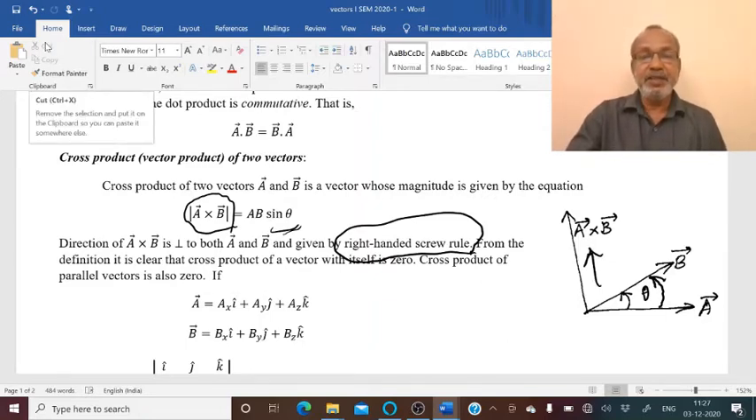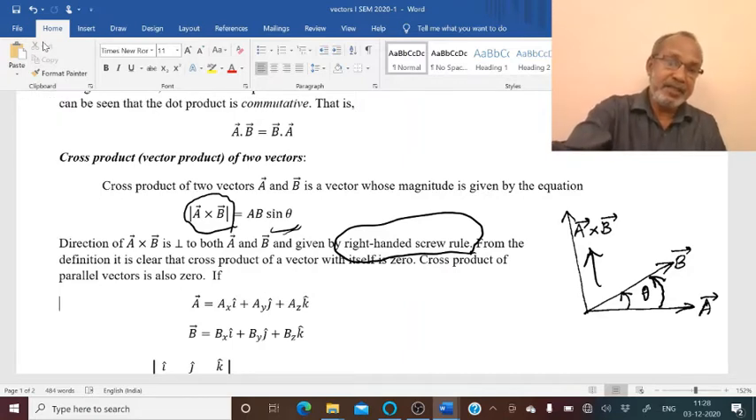From this definition, it is also very clear that A cross B will be equal to minus B cross A. A cross B and B cross A are in opposite directions, and they have equal magnitude. So A cross B will be equal to minus B cross A. That can be seen very easily. If you take B cross A in this equation, then the magnitude of B cross A is B into A into sin theta. That is also the same as A into B into sin theta.